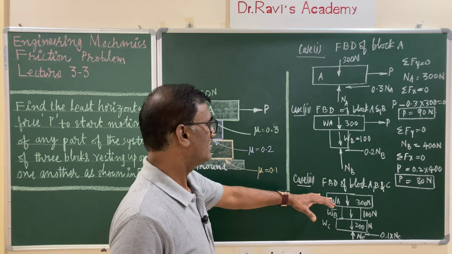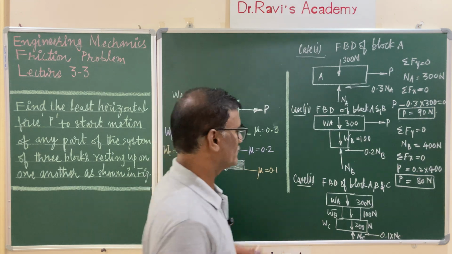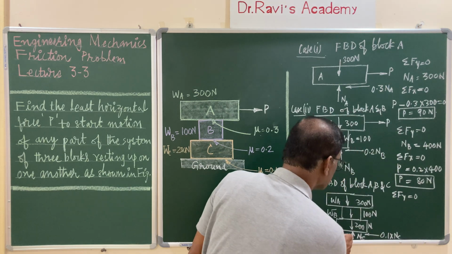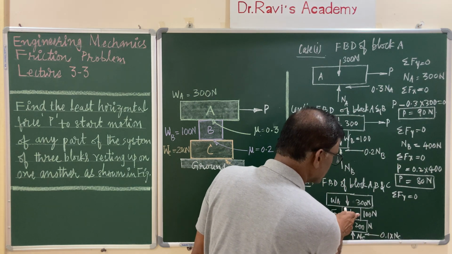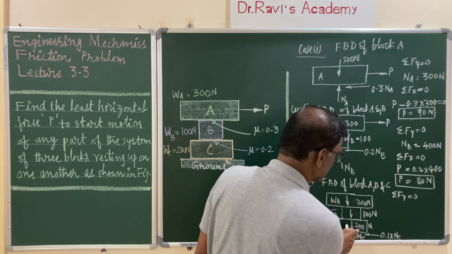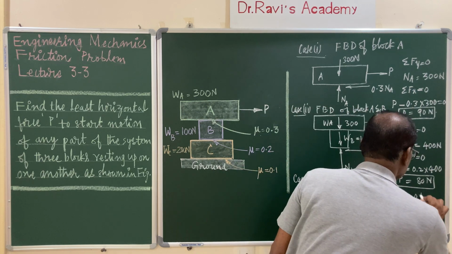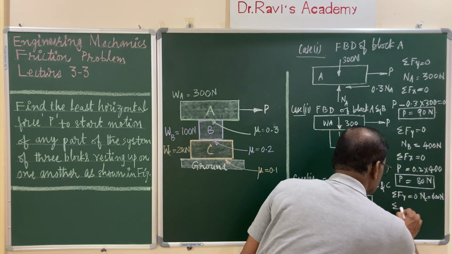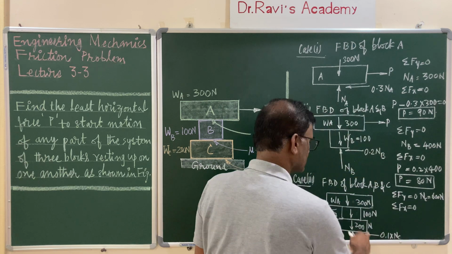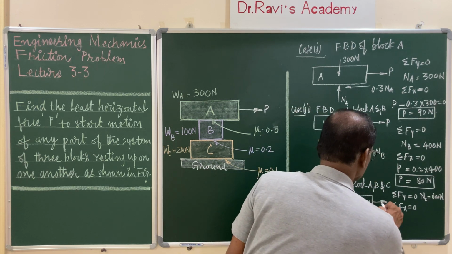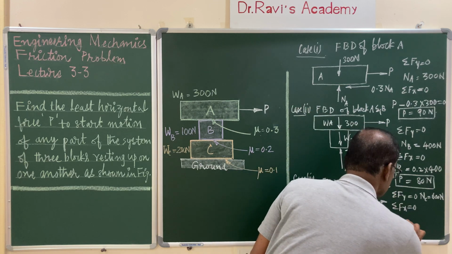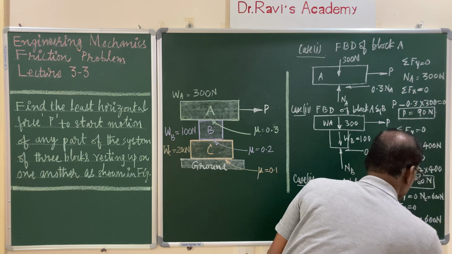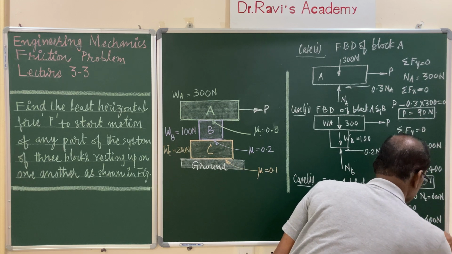Now you write down sigma Fy equals 0. So this equation gives you NC equals 300 plus 100, 400, plus 200, 600. So NC is equal to 600 newtons, and write down sigma Fx equals 0. So in this equation, P is equal to 0.1 times 600 newtons, and this gives you 60 newtons.